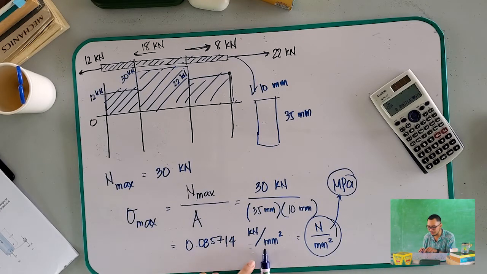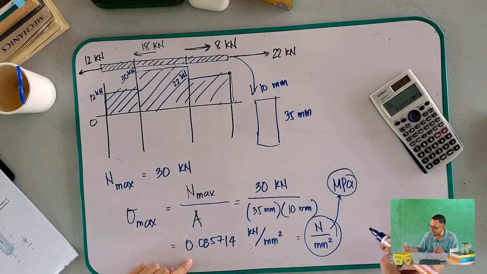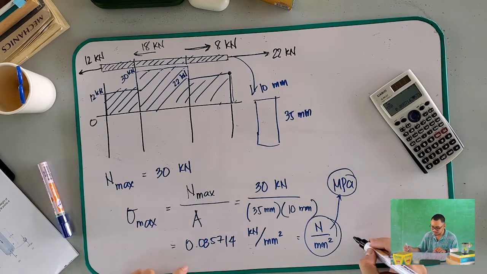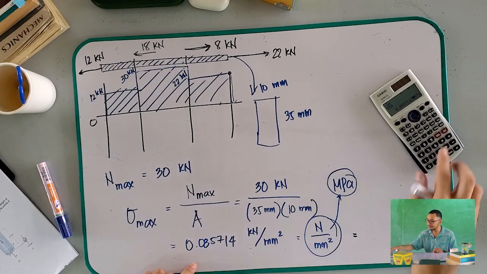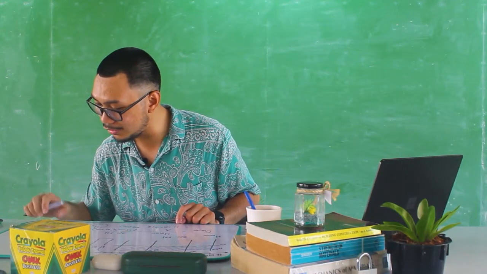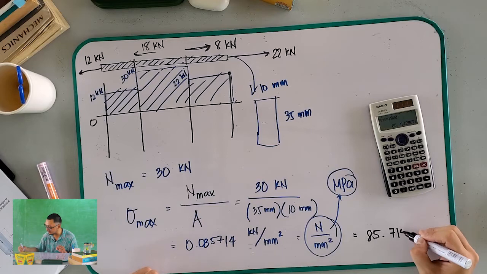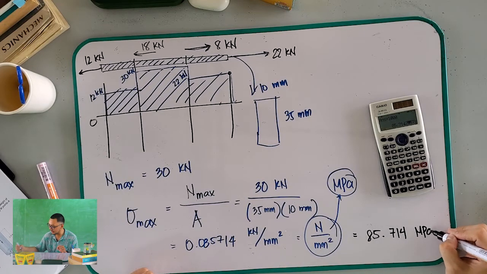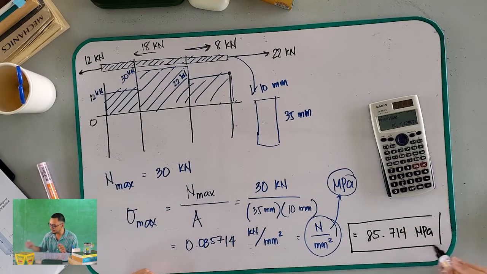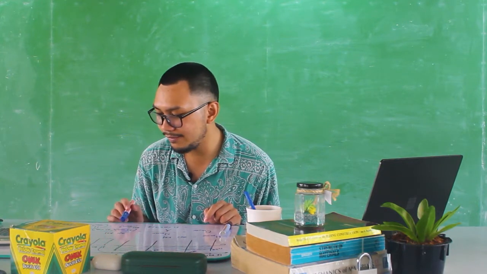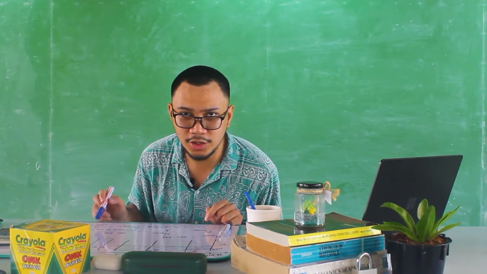So, unsa man nato pag-convert sa newton per millimeter squared? Ato ni multiply by 1,000. So, atong buhaton is 0.085714 times 1,000, so 85.714 megapascal. So, this is your answer. Always take note of this conversion because this is very important. Kung newton per meter squared niya, this is pascal. If kilonewton per meter squared, this is kilopascal. But if newton per millimeter squared, this is called megapascal.